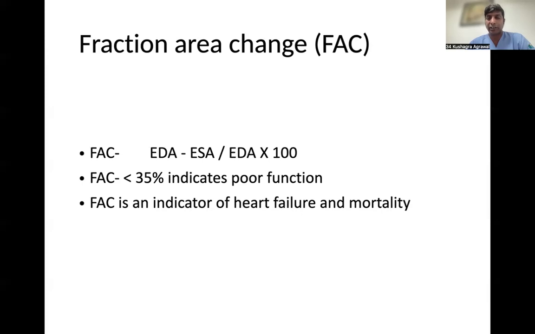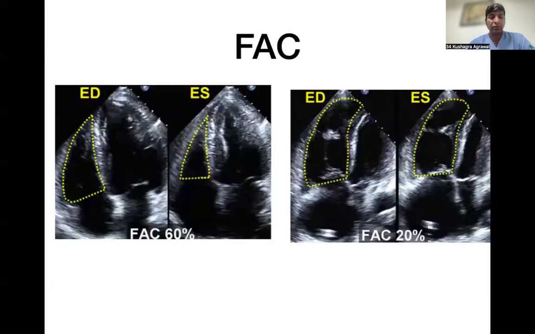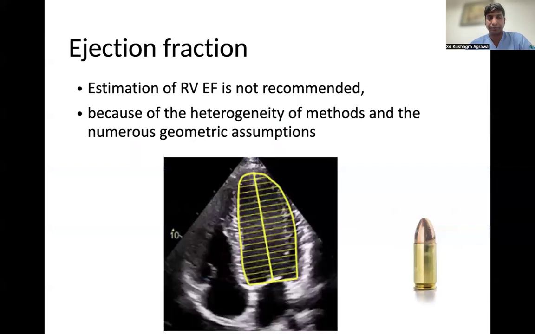So basically, fractional area change is not an ejection fraction. Fractional area change is an indicator of heart failure and it is directly related with the mortality of the patient. So you can see here in diastolic we have measured the area and in systolic we have measured the area, but in the right side window you can see the fractional area change is only 20%. It means it is a failing right heart.